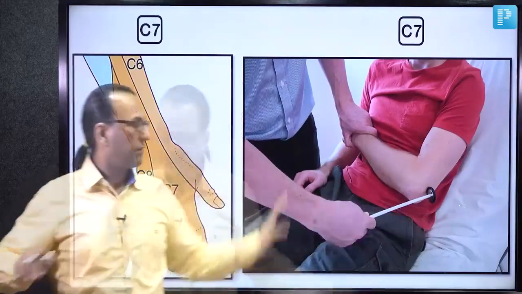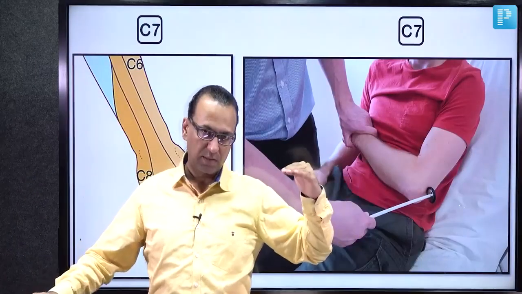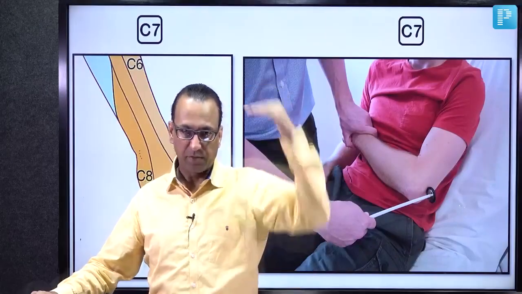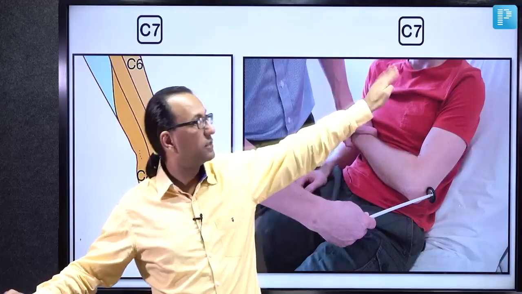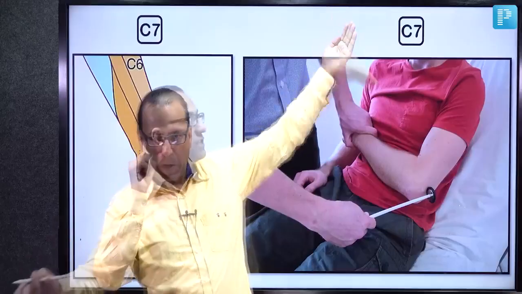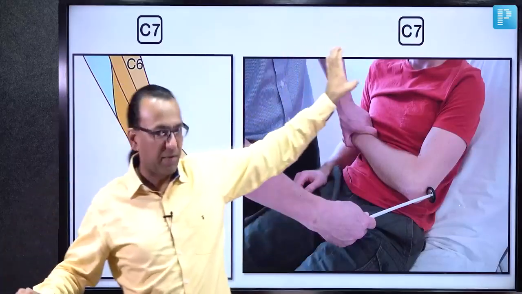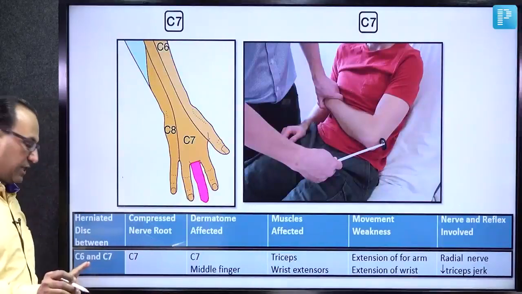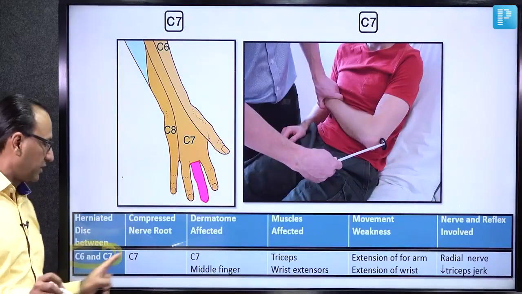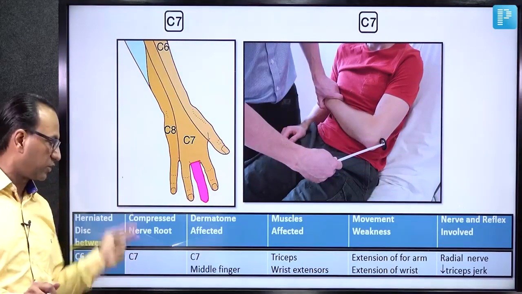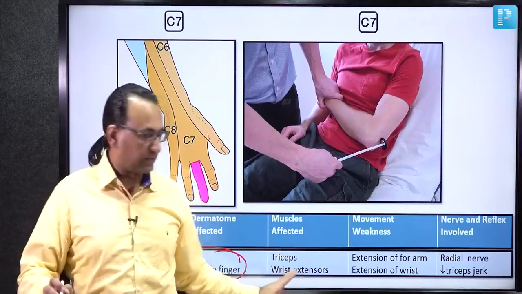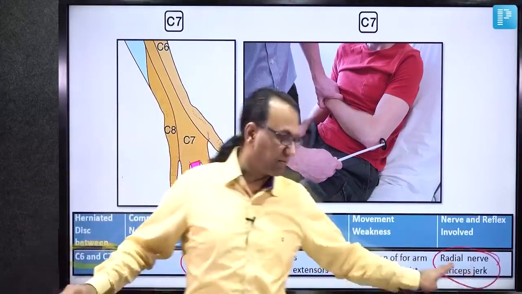It was weak. Now, if the C7 root value is involved, then the slip disc must be between C6 and C7 vertebra. Upper vertebra plus 1 root value is involved. So that means the upper vertebra is C6 vertebra. So you focus your MRI between C6 and C7 vertebra, and you will notice the lesion is between C6 and C7. The root value C7 is involved, the dermatome is the middle finger, and the myotome involved is the triceps reflex, and the triceps reflex is weak with the C7 myotome.